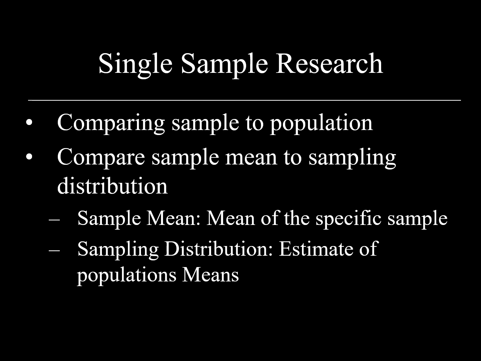So single sample research, we compare a sample, in other words, we have measured a group, to a population. That means that we have to know what the population is. So we're comparing the sample mean to a sampling distribution's mean. The sample mean is the mean of the specific sample. The sampling distribution is an estimate of the population's mean by this exterior source.